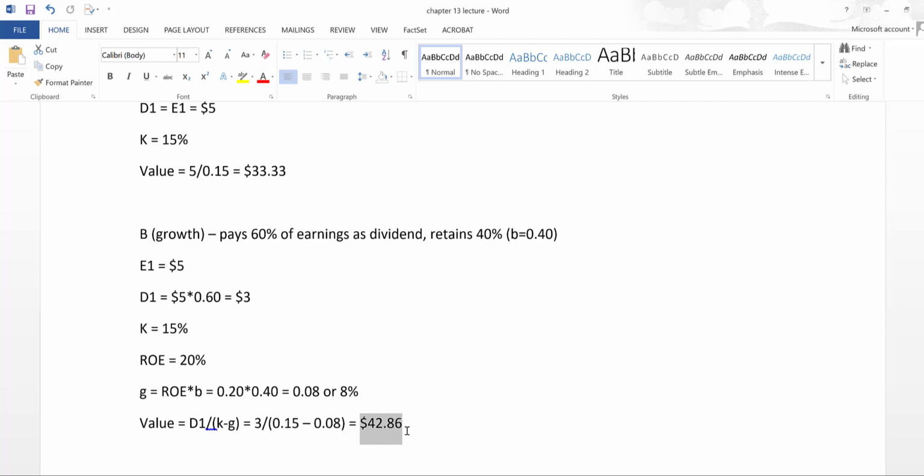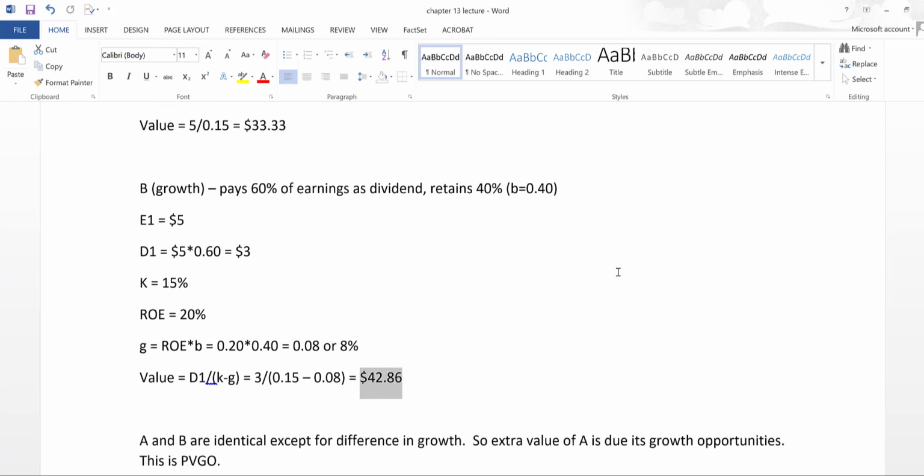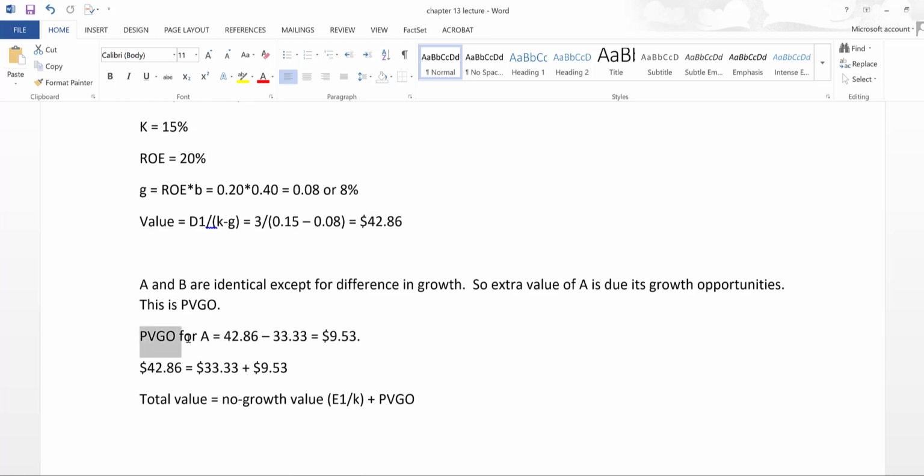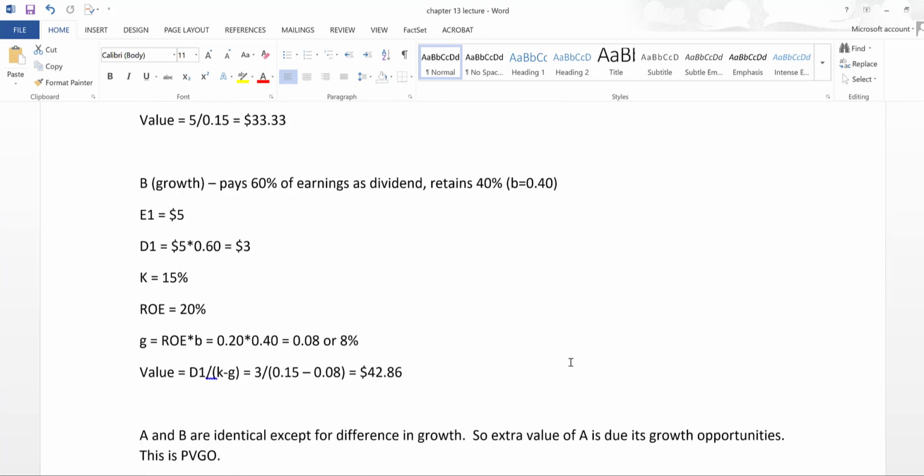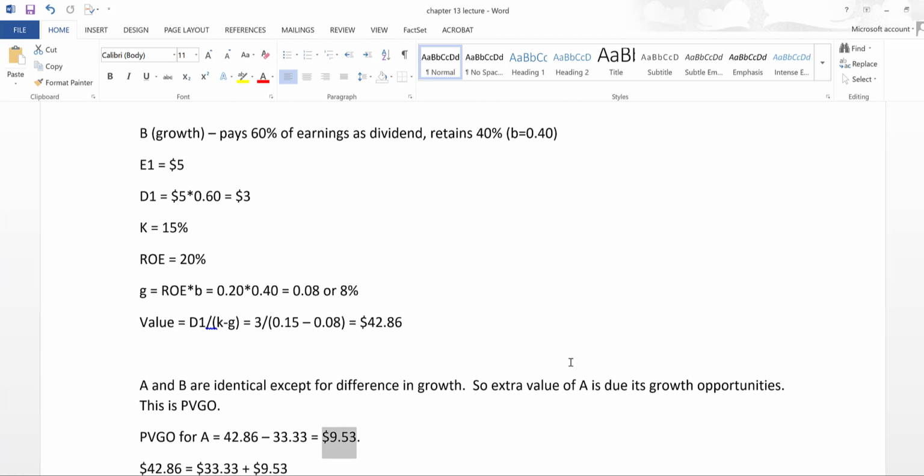It is creating extra value for the shareholders. And that extra value that is being created is the present value of growth opportunities. How much value can we put on the growth opportunities of this firm today? Without growth opportunities, its value would have been 33.33. With growth opportunities, its value is 42.86. Therefore, what is the present value of growth opportunities? The difference between the two, $9.53. All right, $9.53 is the present value of growth opportunities for this firm.